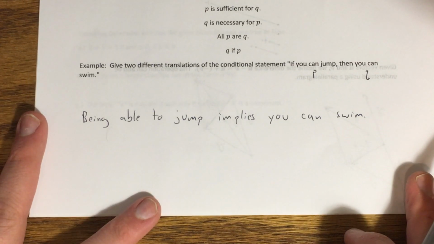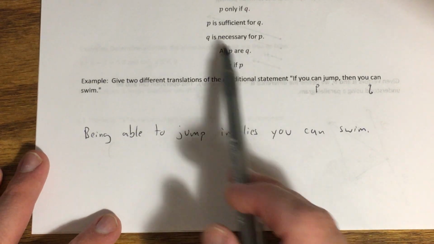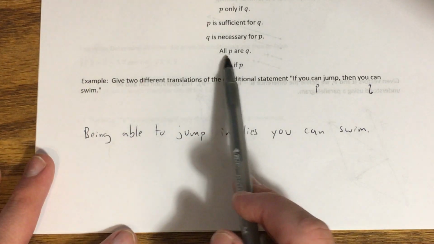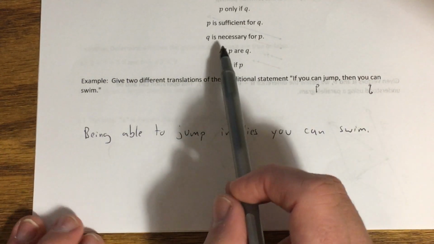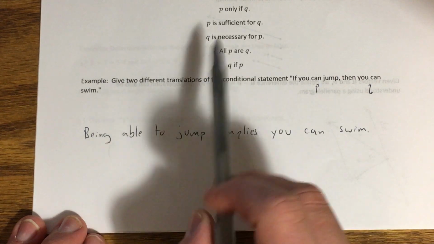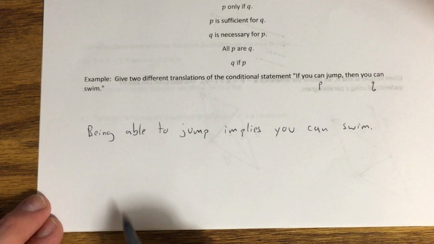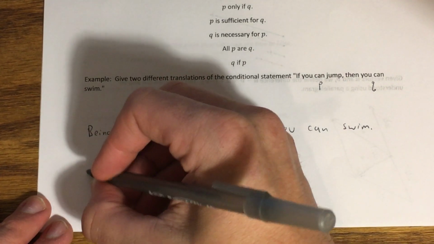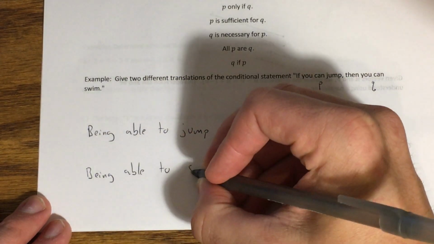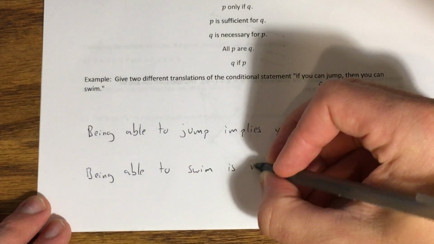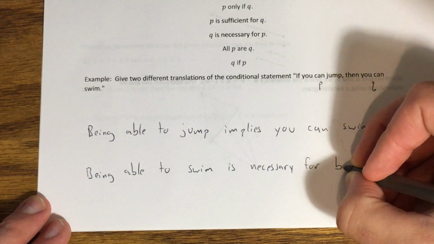Let's pick a different one. Notice in this one, the universal quantifier doesn't really make sense. Maybe there's a way to construct this in this form, but it doesn't roll off the tongue very well. Let's try one of these ones. Maybe this one where the Q and the P switch places: Q is necessary for P. So again, I'm going to have to change the grammatical structure of it. Q is going to come first. Being able to swim is necessary for being able to jump.